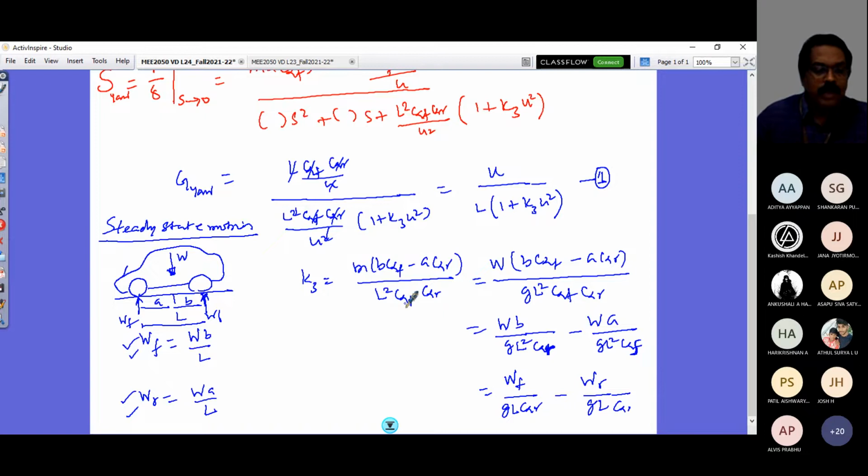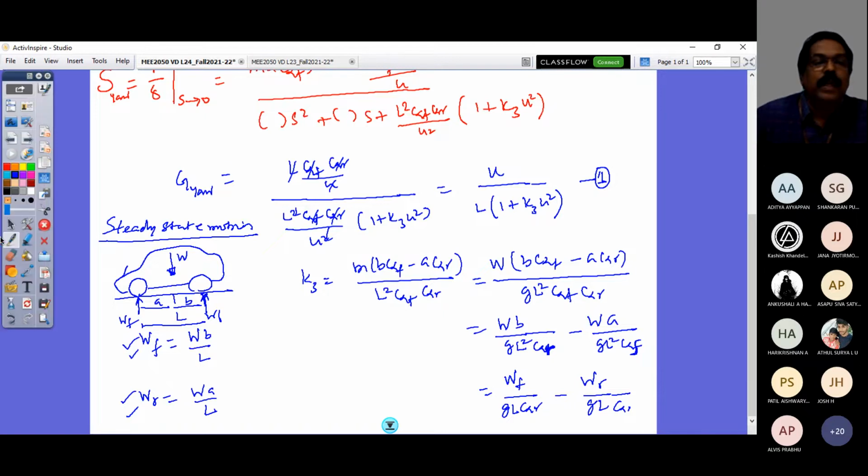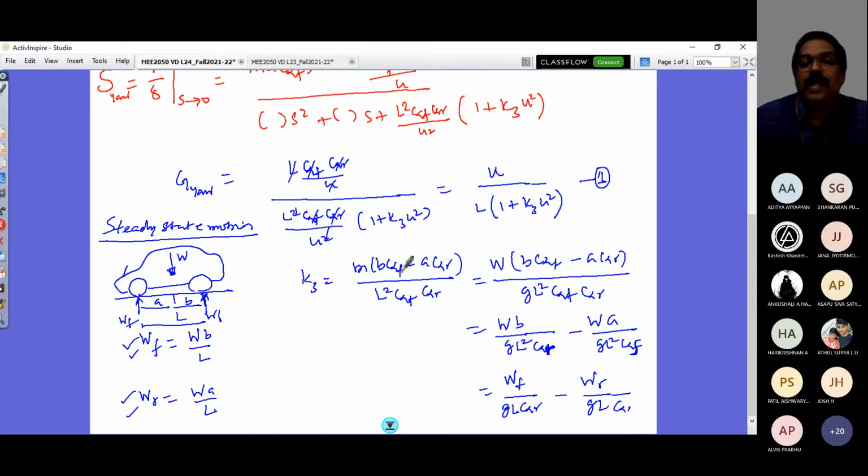BC alpha R, one minute. There's some small mistake. What is the mistake here is when I was writing this stability factor, I just made a mistake. It should be BC alpha R into AC alpha F. Please do correct it: BC alpha R into AC alpha F.